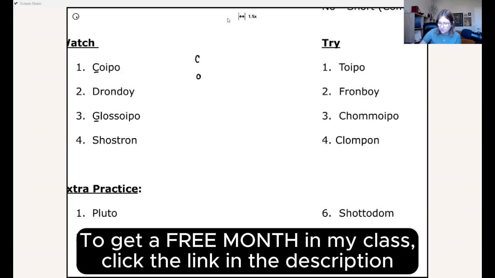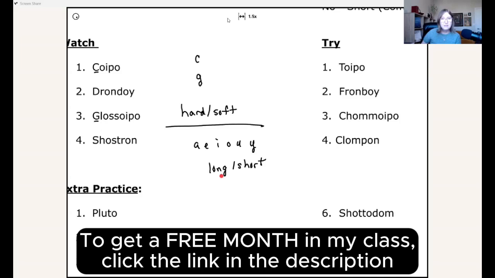C and G are the only letters that have a hard versus a soft sound. So they are the only ones that are hard or soft. Vowels, A, E, I, O, U, and sometimes Y, and if you were in my last class, sometimes W, will have a long or a short sound. So these vowels are long and short. C and G are hard and soft. They're the only letters that get that designation, a hard or soft.